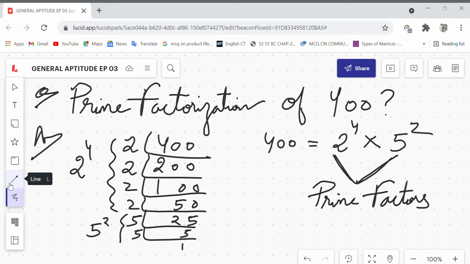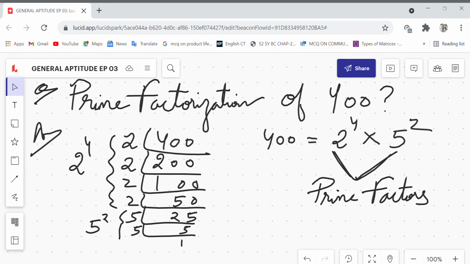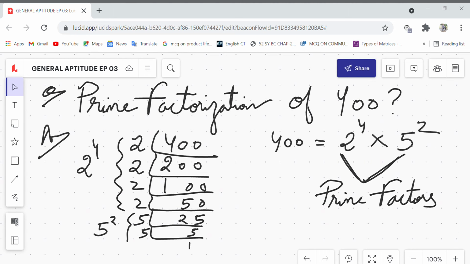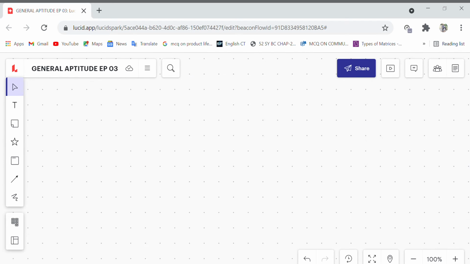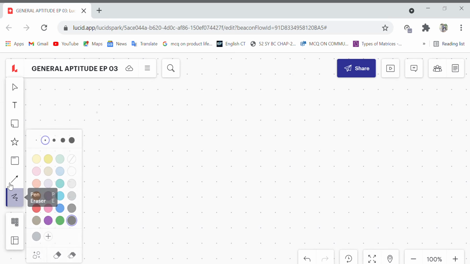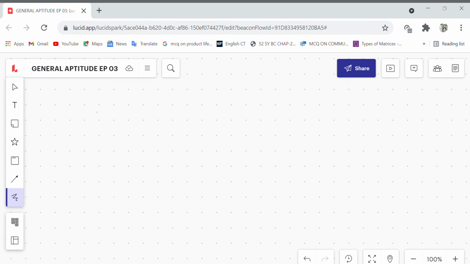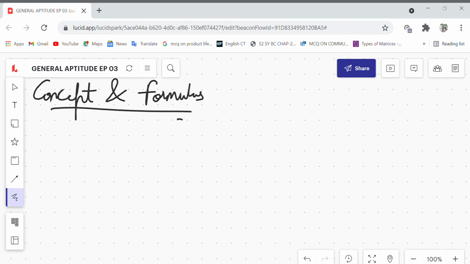So now let's discuss about some concept and formulas. Take a screenshot if you haven't. Done. So now, okay, this is concept and formulas.